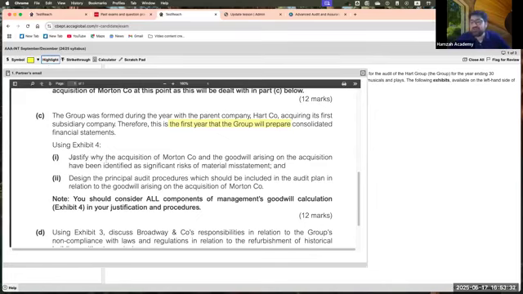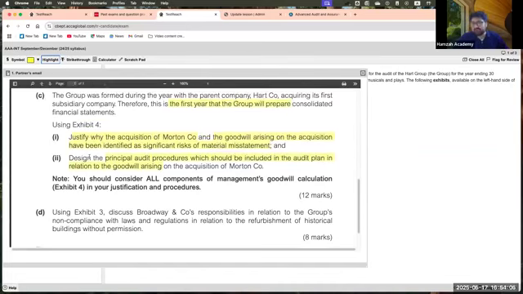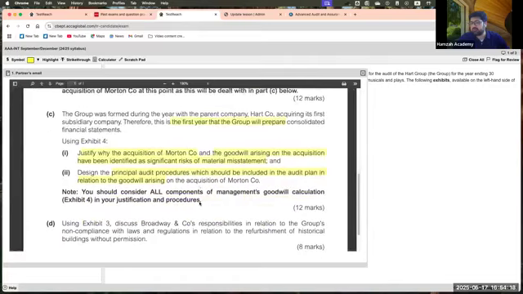Using Exhibit 4, justify why the acquisition of Molten and the goodwill arising on acquisition has been identified as a significant risk of material misstatement. Design the principal audit procedures which should be included in the audit plan in relation to goodwill arising on acquisition of Molten Company. 12 marks. So 6 marks are for procedures, we can say. You should consider all components of management's goodwill calculation in Exhibit 4.